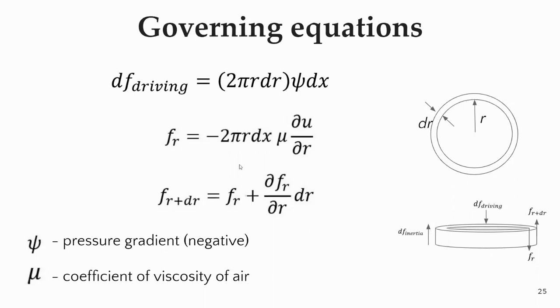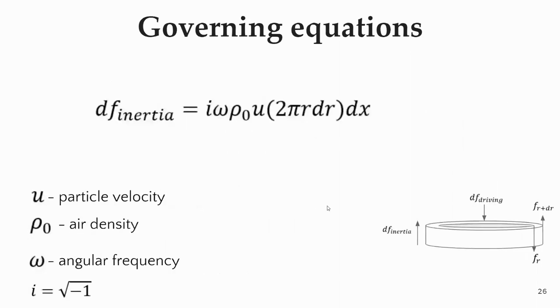Now these are the friction forces, which are derived like shear stress acting on an area. We know shear stress is mu du by dy, which is mu du by dr, and the area on which it is acting, which you cannot see, is 2 pi r into dx, the axial direction. This is the friction force, and we got the friction force in the outer direction using this equation. And the inertia force is basically mass times acceleration, the resultant force we get by using Newton's second law.